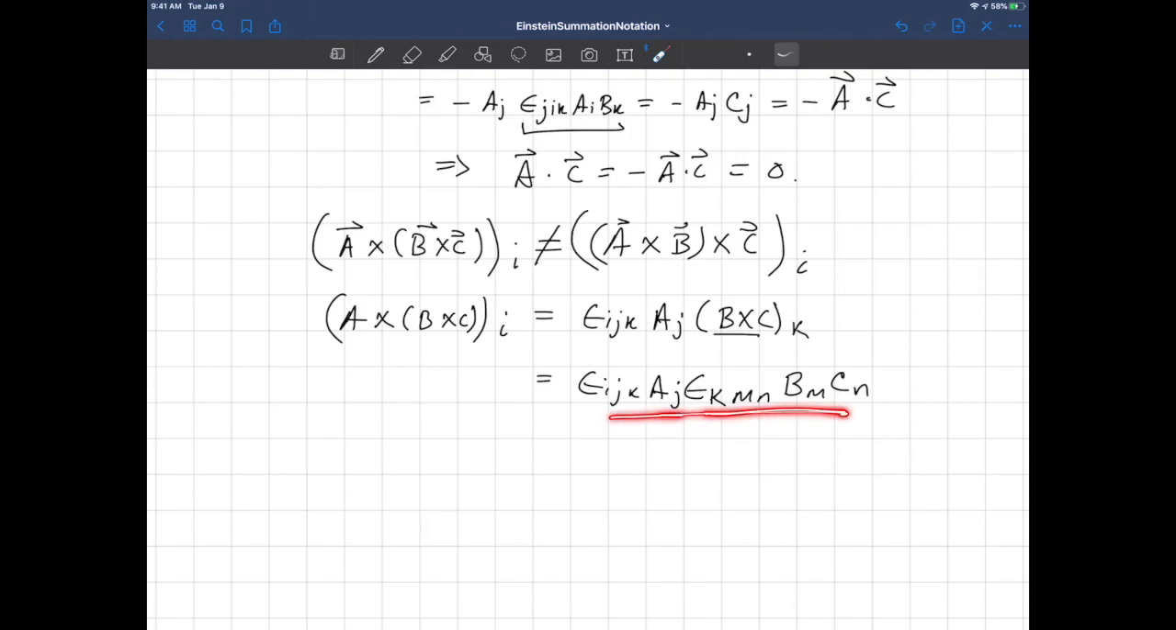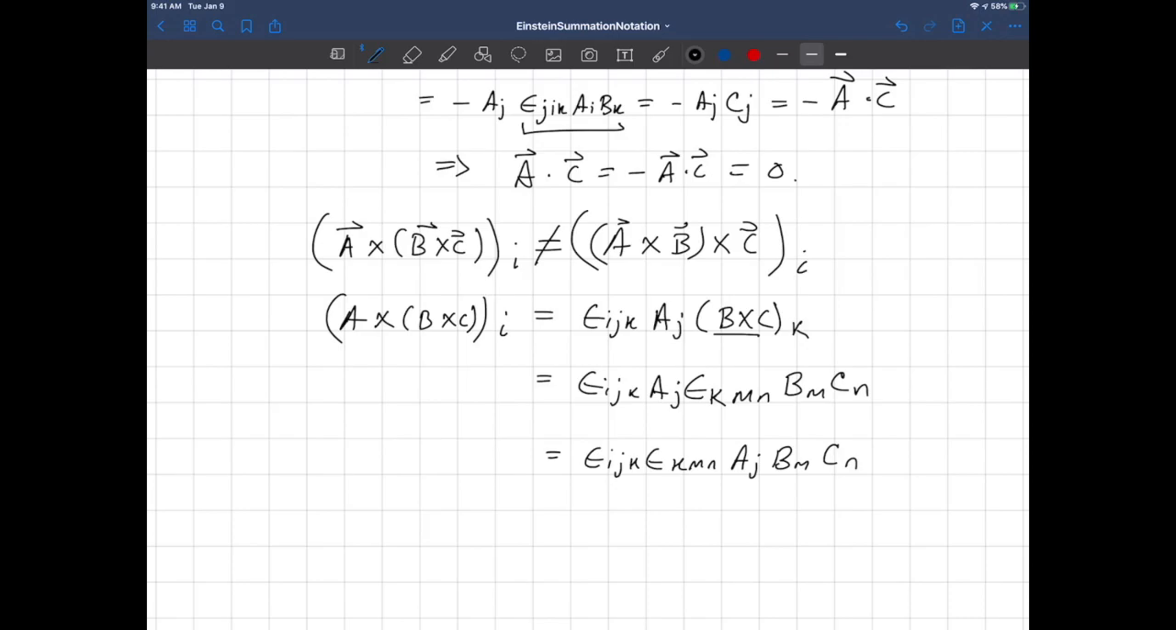So I can change their orders at will. There's no derivatives in here. So we're going to do that. We're going to change their order. We're going to make it epsilon I, J, K, epsilon K, M, N. And then we're going to get A, J, B, M, C, N.